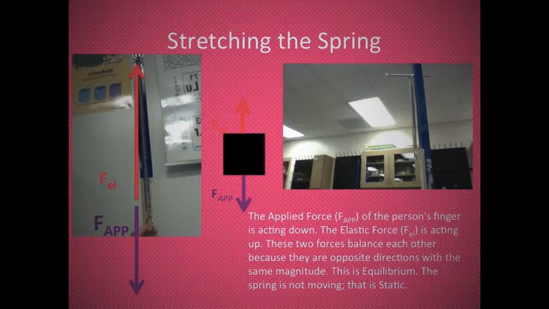I'm applying force down on the spring while the elastic force is pulling up on the spring. Because the forces being applied are balanced and the spring is not moving, the spring is in a state of static equilibrium.